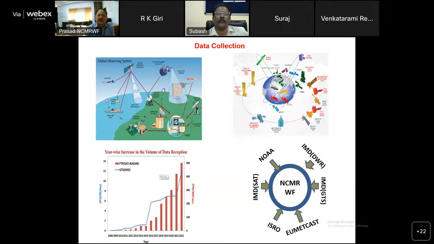A data collection system was implemented at NCMWF for receiving various data sets through the GTS, and from all over the globe the data started coming. Up to 2015, the data volume we received in India was very, very little. With the advent of the internet and other services, the data volume increased tremendously.